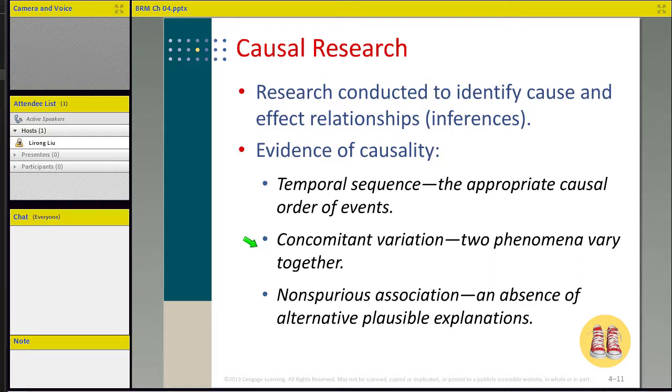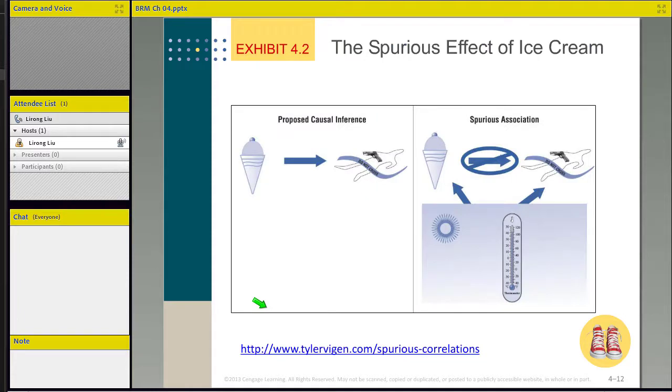Okay. The last one is the most difficult condition one can satisfy. This is non-spurious association. That is, you must make sure there's an absence of alternative plausible explanations. Let me show you an example to tell you what we mean by that.